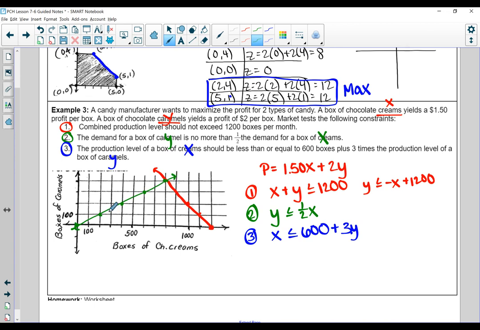My y value says, since y is less than, I'm going to be shading below it. So I know based upon these constraints, I'm in this little triangle here. I know I'm not going to be in the negatives. I'm not going to make a negative box of caramels unless I eat too many.